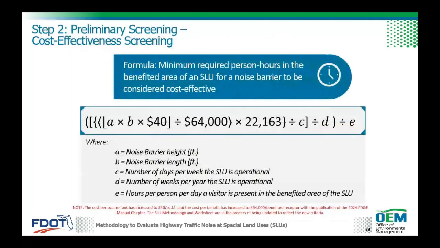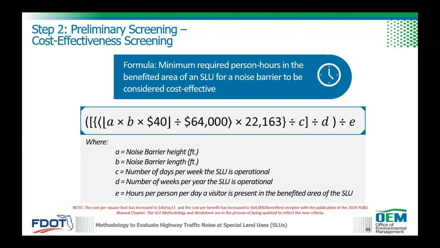Alternatively, if the operational hours of the special land use are known, but usage data is unavailable, the formula shown on the screen can be used to identify the minimum required person hours in the benefited area of a special land use for a noise barrier to be considered cost effective. The formula incorporates the noise barrier height, length, the number of days per week and weeks per year the special land use is operational, and the number of hours per person per day that a visitor might be in the benefited area of that special land use.